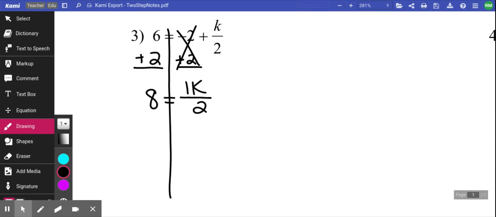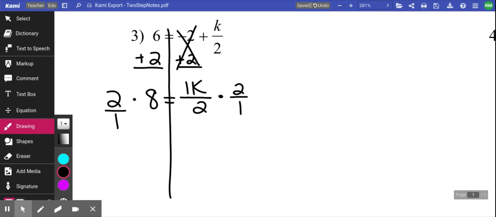So when we have a fraction, we have to multiply by what? The reciprocal. And what would be the reciprocal here? 2 over 1. We got to flip this. So we're going to multiply it by 2 over 1. We're going to do that to both sides.